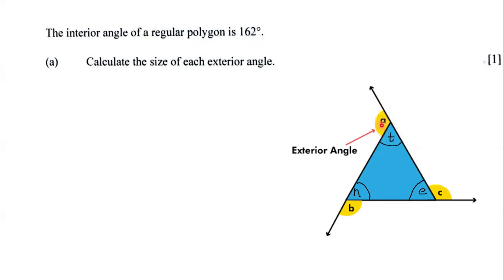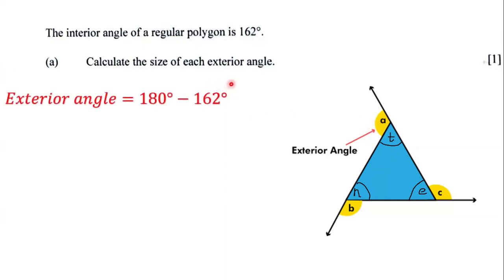And so that means that the exterior angle and the interior angle must add up to 180 degrees. So if we know the interior angle, and we're trying to figure out the size of the exterior angle, what we need to do is take 180 and subtract the interior angle, and that's going to give us the exterior angle. And so that's what we'll do.